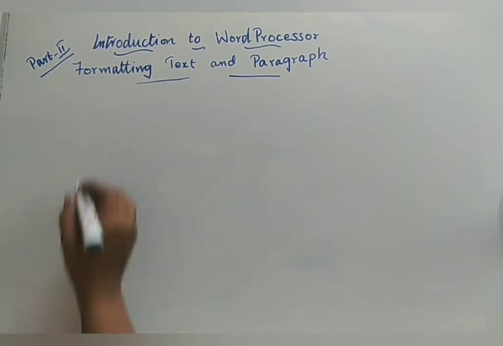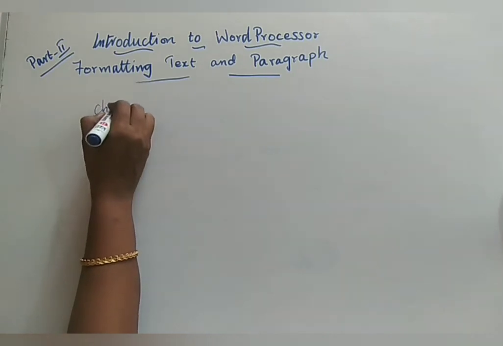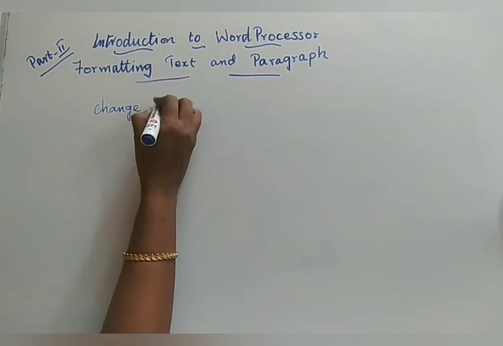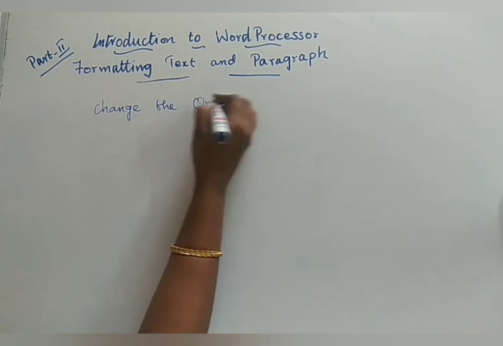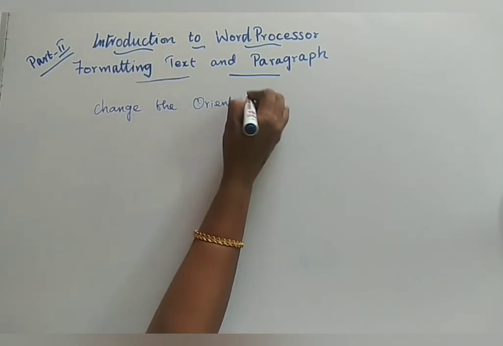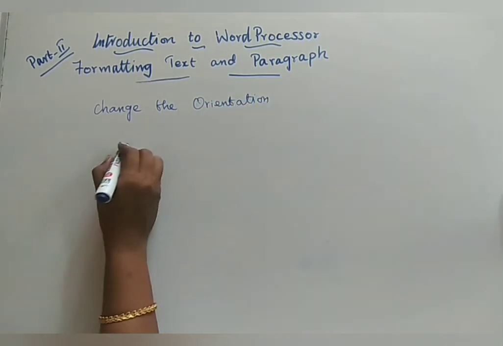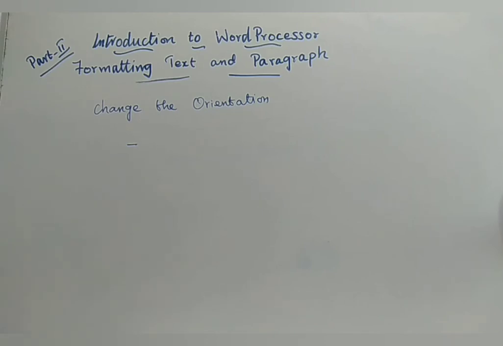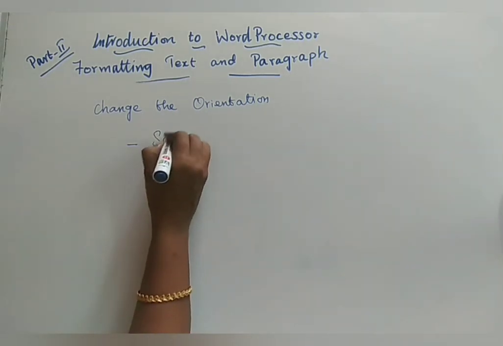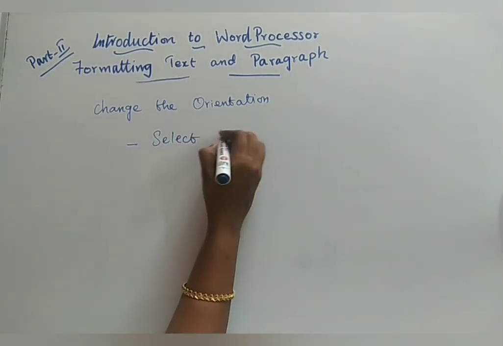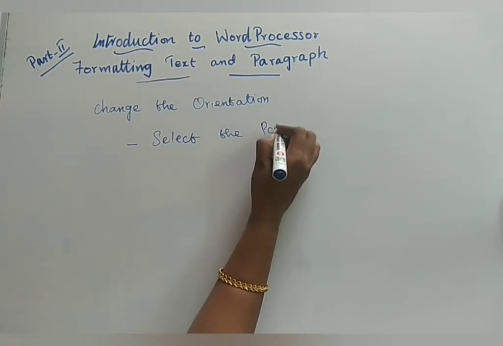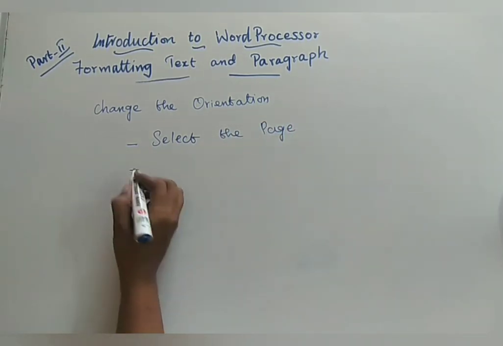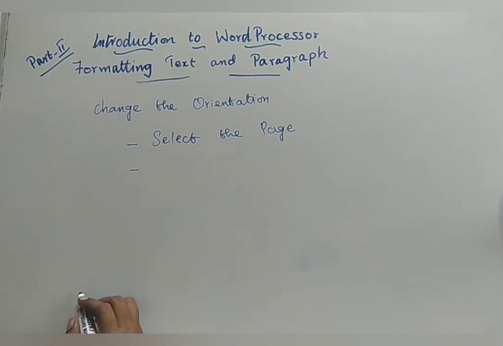So now we can see how to change the orientation. What are the two types of orientation you have? The first one is landscape and the next one is portrait. If you are willing to change the orientation, first you are going to select the page. After selecting the page, you have to open the Page Style dialog box.